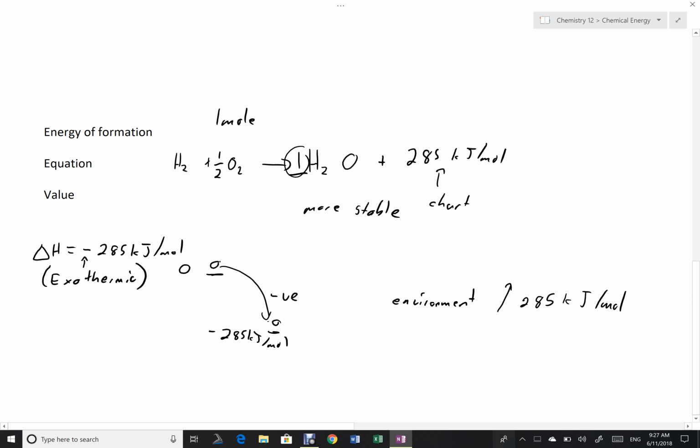So a negative delta H value is associated with an exothermic reaction. We went from a relatively unstable state to a stabler state. The elements in this case are not as stable as the final product.